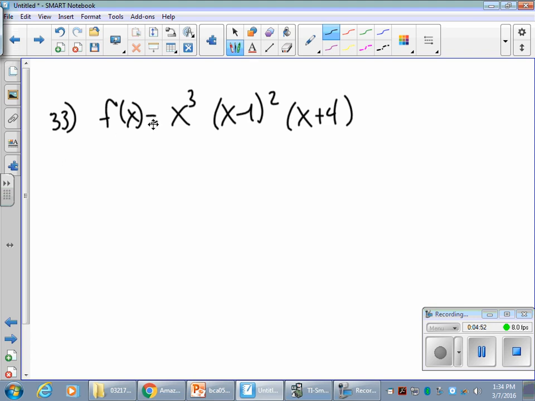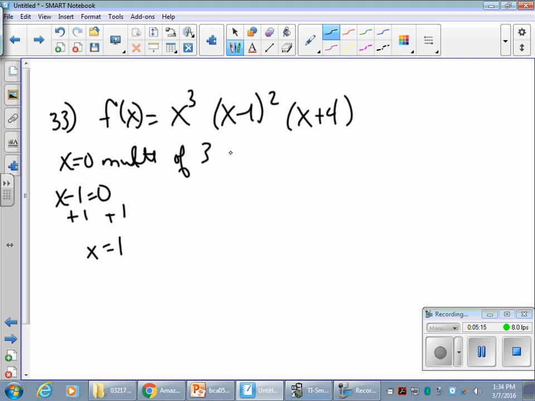So to find the zeros, you set these factors equal to 0. I'd set x equals 0, and that would be a factor 3 times. So I say that it has a multiplicity of 3. X equals 0 is a factor with a multiplicity of 3. X minus 1 is a factor. If I set that equal to 0 and solve it, I get that x equals 1, and that happens twice.